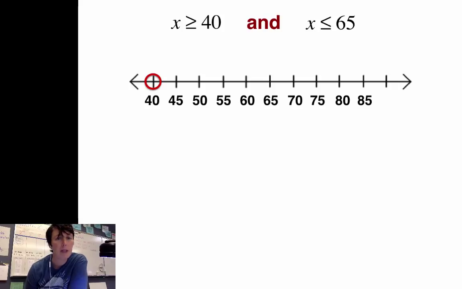I'm going to start with the 40 first. x is greater than or equal to 40. So equal to and greater than. So shaded to the right, those are all the greater than values, and equal to means a solid point. x is also less than or equal to 65. Circle 65. Less than means to the left, and equal to means solid.